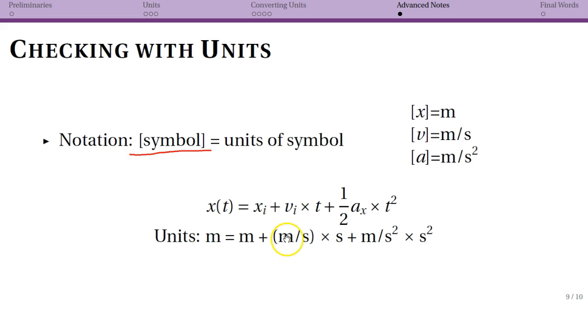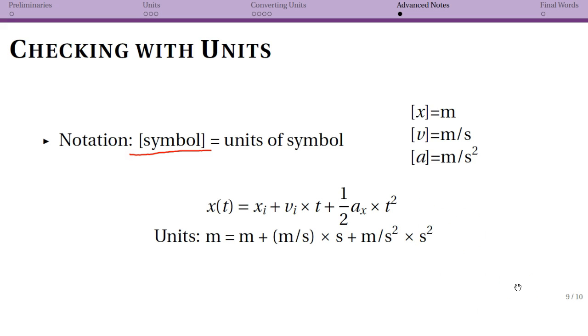My speed, meters per second. My time, seconds. My 1/2 I don't worry about. It's just a numerical value without any units whatsoever, so I don't write anything for that. Acceleration was meters per second squared. And then time squared will have units of seconds squared.